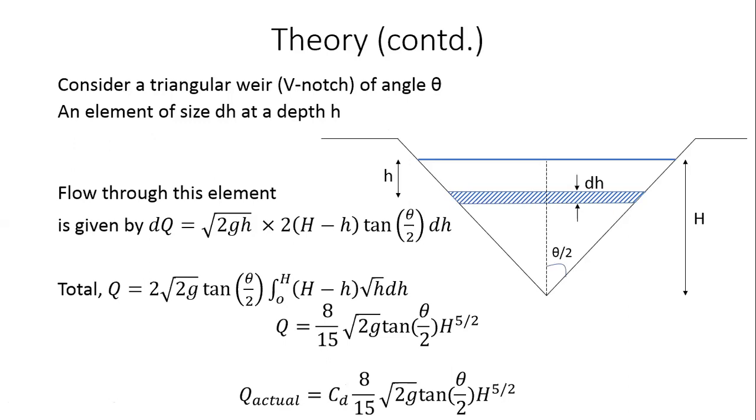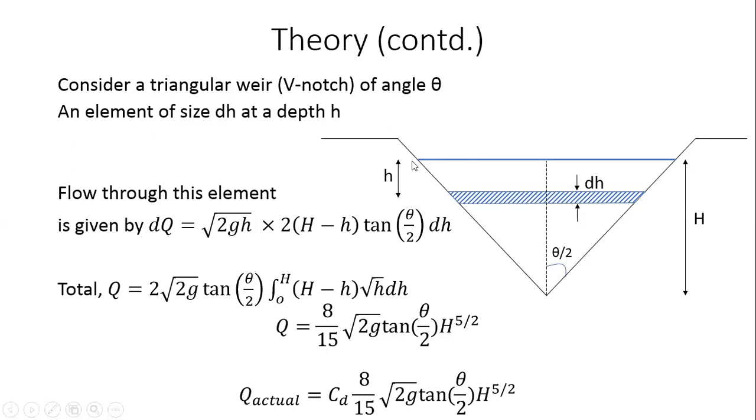So typically in the case of triangular weirs or V notches, this coefficient can vary somewhere between 0.5 and 0.6. So that's what you would get. All right, so that is the derivation for the discharge through a triangular weir.